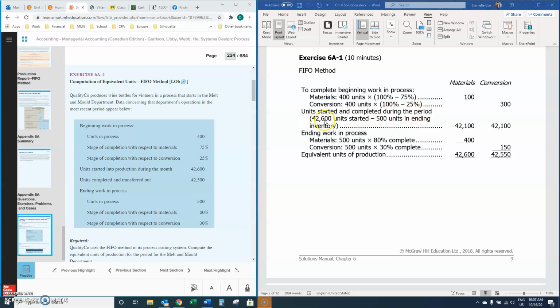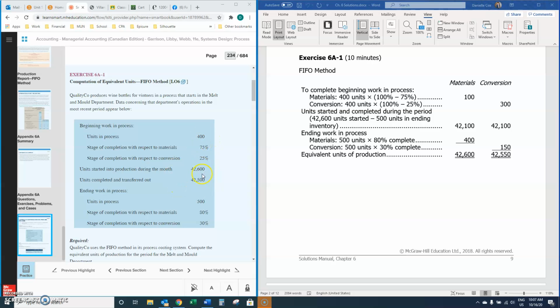Another small difference is that under weighted average, we would look and say units completed and transferred out, 42,500. That's what we would have done under that method. Under this method, it's units started into production during the month less units in process, because units completed and transferred out takes into account the beginning work in process. So we're breaking it out.